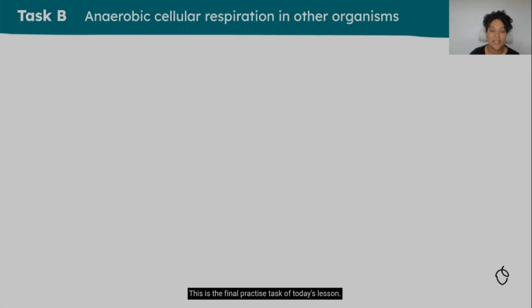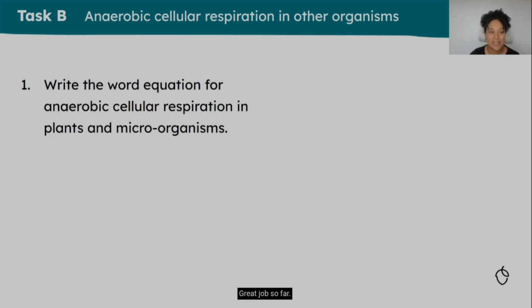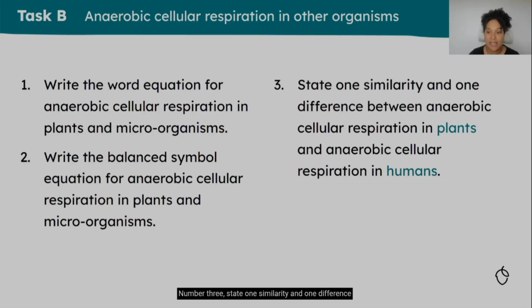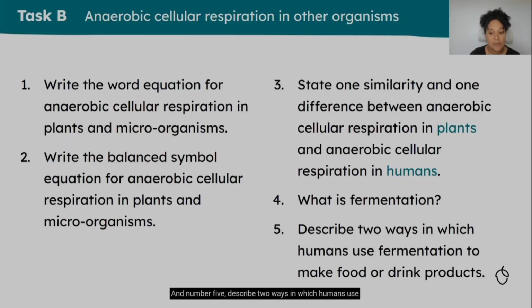This is the final practice task of today's lesson. Great job so far. Number 1, write the word equation for anaerobic cellular respiration in plants and microorganisms. Number 2, write the balanced symbol equation for anaerobic cellular respiration in plants and microorganisms. Number 3, state one similarity and one difference between anaerobic cellular respiration in plants and anaerobic cellular respiration in humans. Number 4, what is fermentation? And number 5, describe 2 ways in which humans use fermentation to make food or drink products. You'll need to pause the video now to give yourself enough time to think about your answers and to write them down. Click play when you're ready to move on with the lesson and see the answers. Good luck!